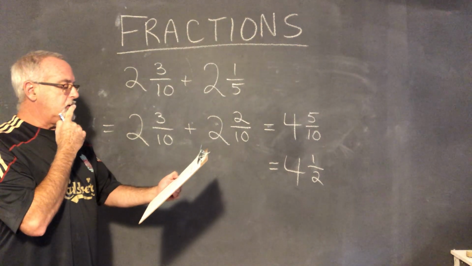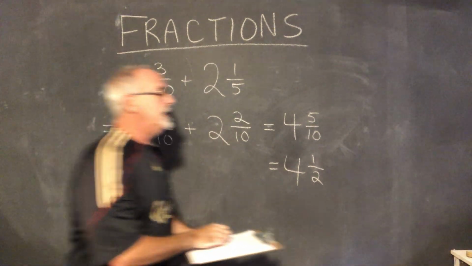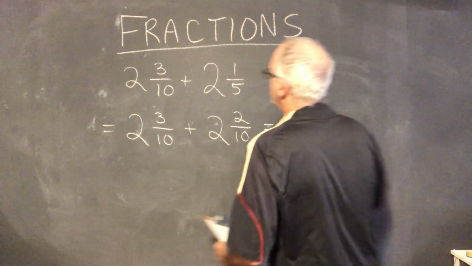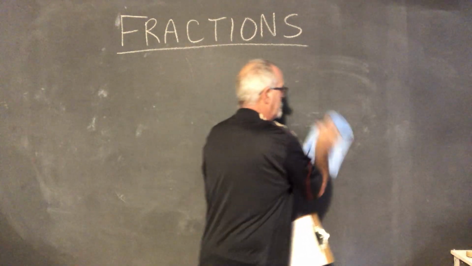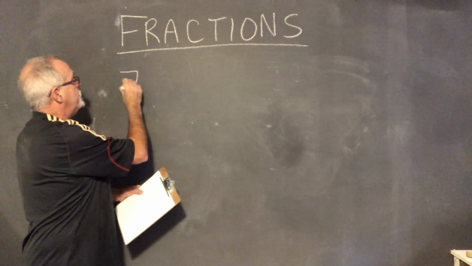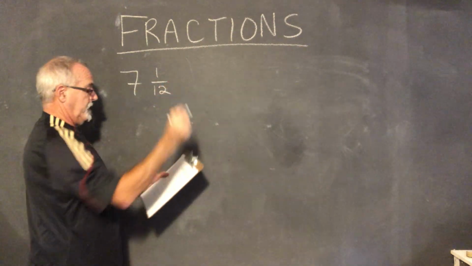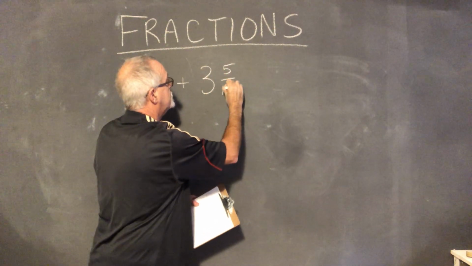My next one already has a common denominator. Is that what I want? I guess I'll do it. So we already learned how to deal with it when the denominator is not already common, but we end up with another question where the denominator is common. 7 and 1/12 plus 3 and 5/12.